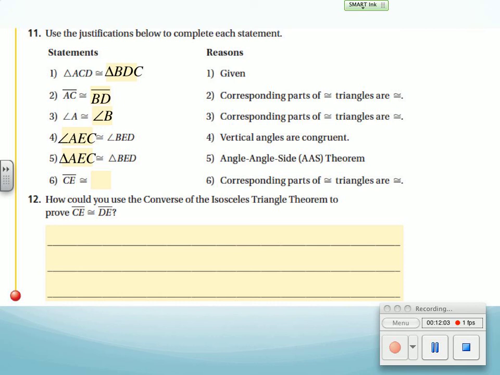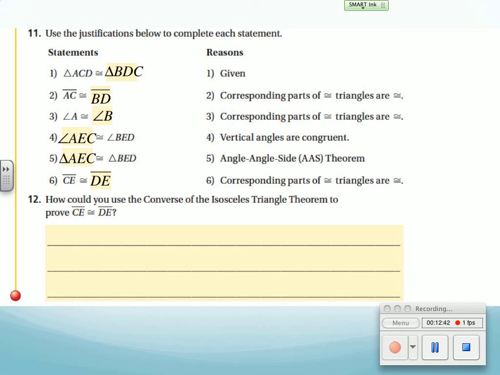We'll go through some of these proofs because you have to look at the different parts and make sure, if you draw along as you write down these statements or follow along with these statements, it makes it a little bit easier to see this proof develop. So how could you use the converse of the isosceles triangle theorem to prove that CE is congruent to DE? Well, angle BCD and angle ADC are corresponding parts of congruent triangles. So angle BCD is congruent to angle ADC.